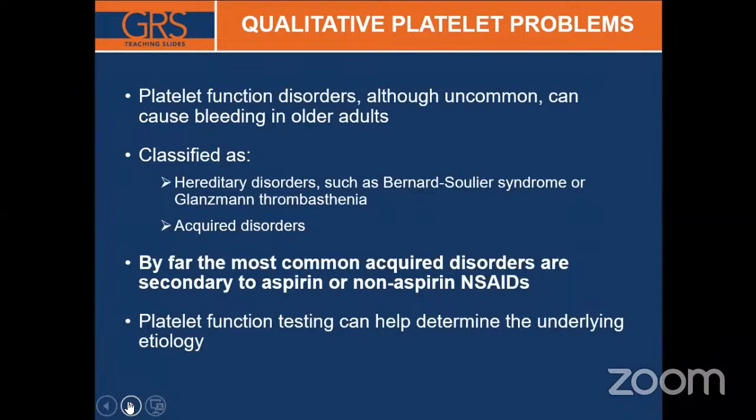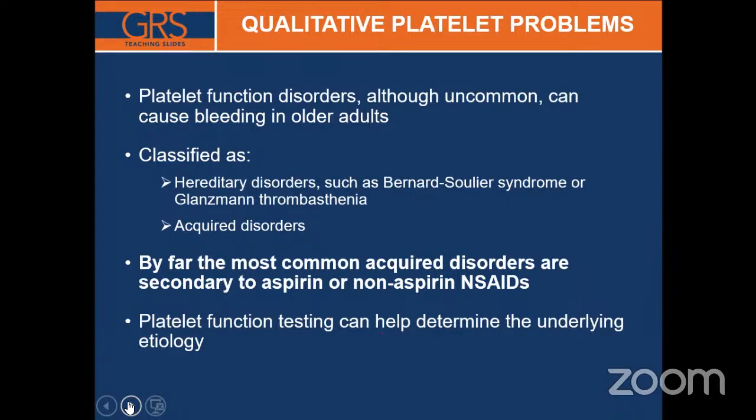Now, previously we were talking about quantitative platelet problems, which means the numbers. So we talked about low platelets and we talked about a higher number of platelets. Now we're going to talk about the quality. Platelets trigger the coagulation cascade and clump together to form a clot. So when you have a problem with the platelet function itself, although it's uncommon, it can cause bleeding, because there's not any coagulation happening on time.